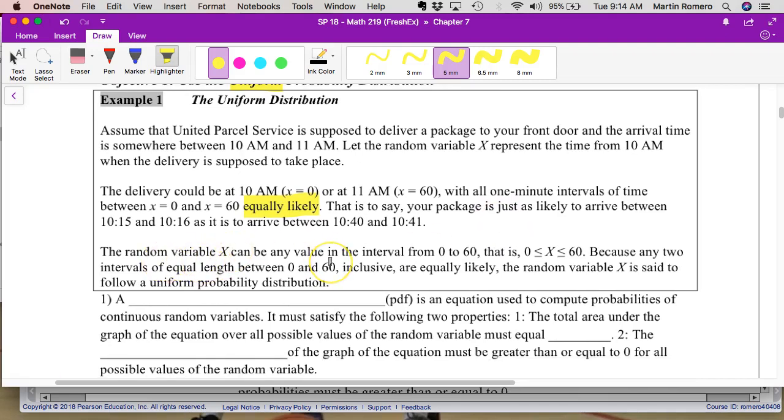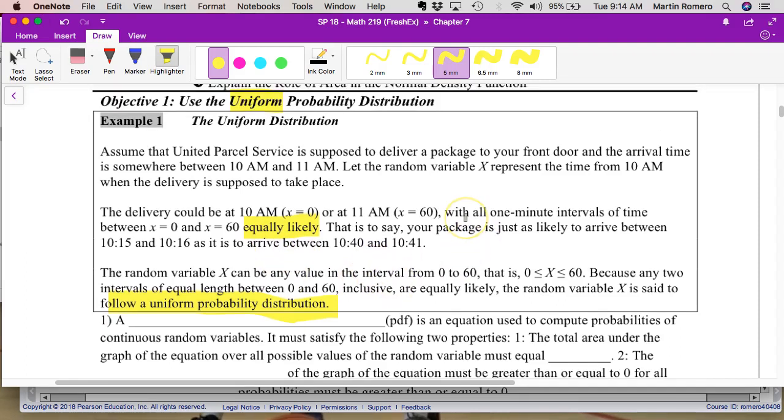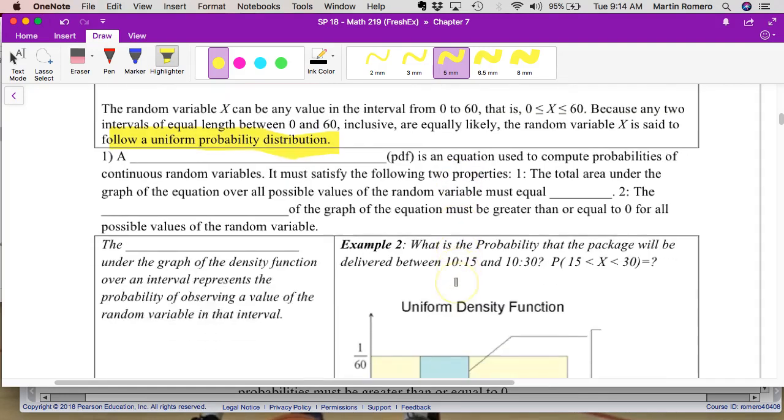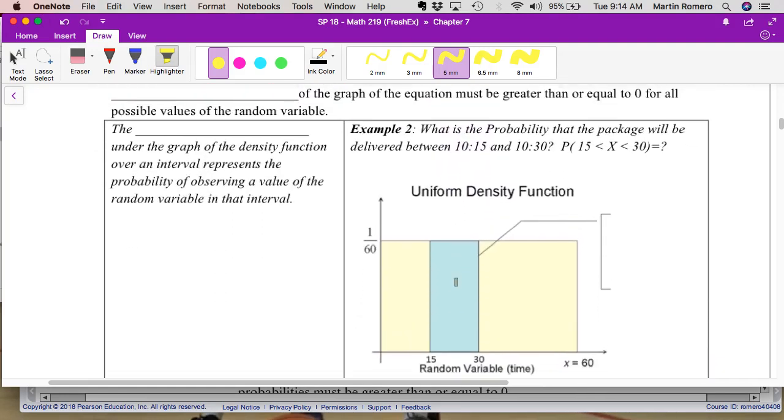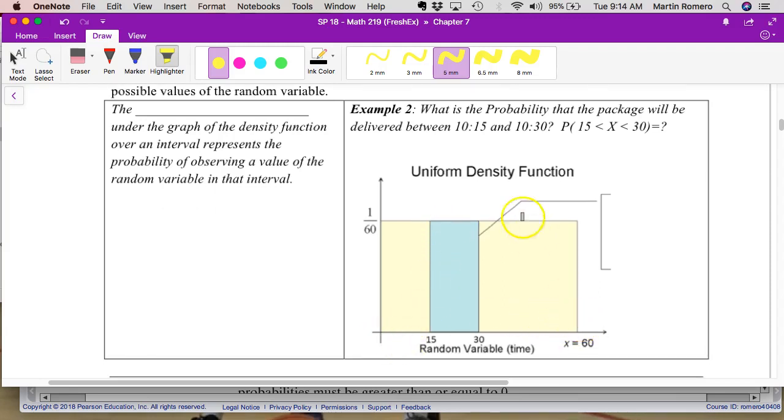The random variable x can be any value from the interval 0 to 60, because any two intervals of equal length between 0 and 60 inclusive are equally likely. The random variable x is said to follow a uniform probability distribution. We'll answer some questions now, but that's the idea, that we have these equally likely outcomes within this time interval, and so there's a uniform distribution. What would that look like to us? There's a graph on your note sheets there. This is what it would look like. The probability has the same value between 0 and 60, and this height represents the probability.